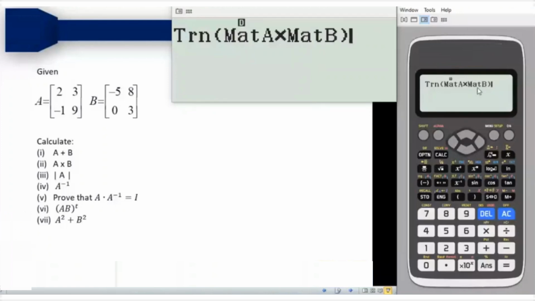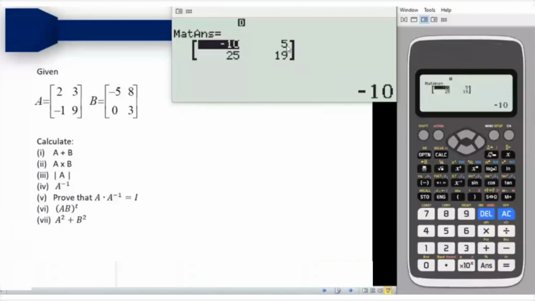That is, if I would have been doing this manually, first I would have multiplied matrix A and matrix B, and the result hence obtained would have been subject to transposition. So transposition, matrix A multiplied by matrix B, bracket close, is equals to minus 10, 5, 25 and 19. I hope the function of transposition is clear to all of you.